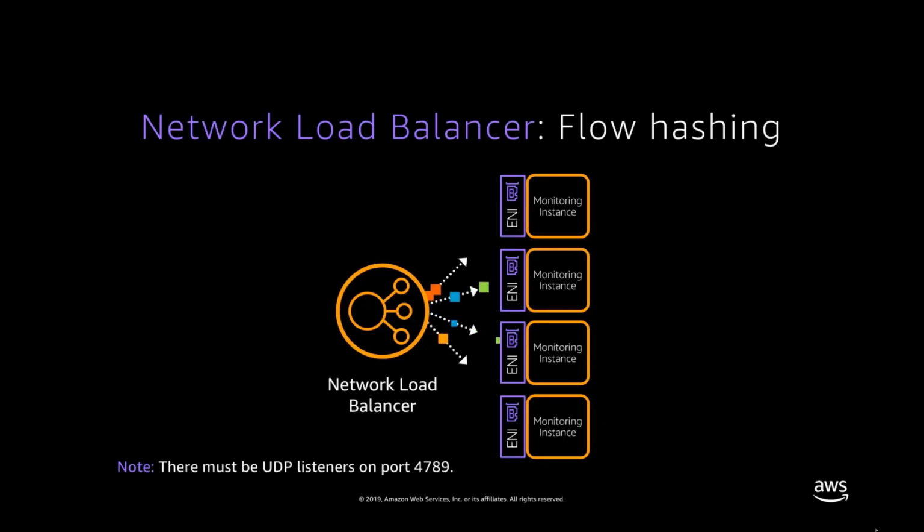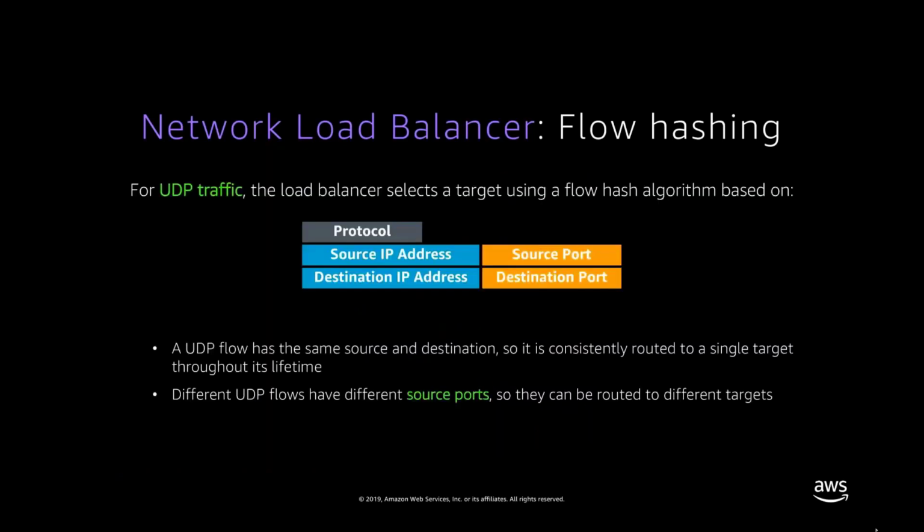Now, a bit about flow hashing. A key thing to keep in mind is that you need to run a UDP listener on port 4789, which is the VXLAN port, on the network load balancer to make sure that traffic mirroring works with it. Traffic mirroring, as I said, is UDP only. The way we hash traffic on network load balancer is that we look at these five things: source IP address, source port, destination IP, destination port, and protocol. So a UDP flow will have the same source and destination, so it will consistently be routed to a single target. A different UDP flow will have a different source port, so it can be routed to a different target. Every single flow will consistently land on a single target, so that you don't have to synchronize state behind the load balancer.